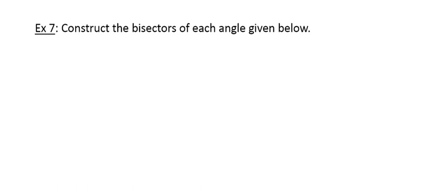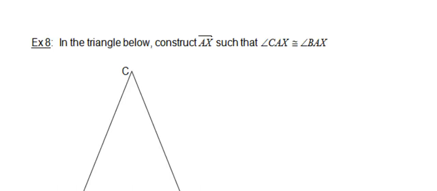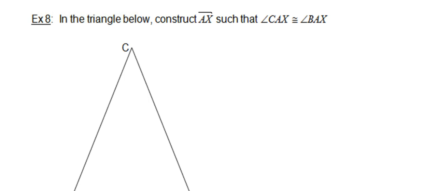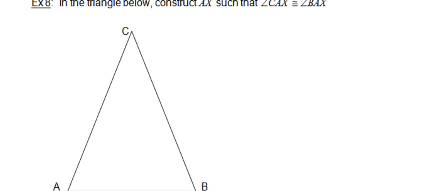All right, so now that you're an expert on angle bisectors, let's go try something a little bit different. It says, in the triangle below, construct ray AX in such a way that angle CAX is congruent to angle BAX. And what I want to do is think about what we're trying to accomplish here before we actually go and try to do any construction.